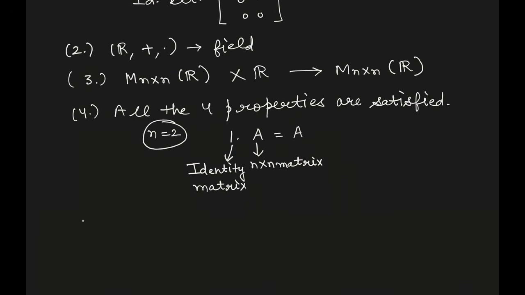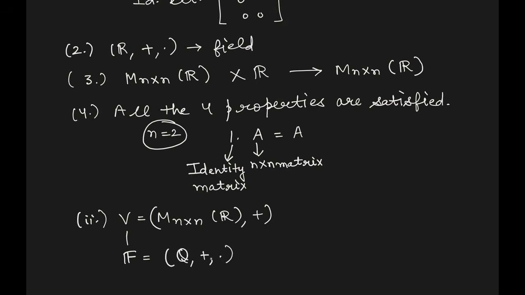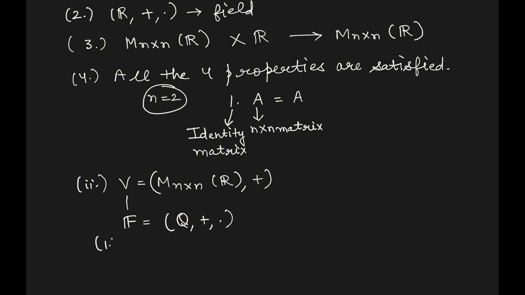So like this, the second example: V is M n cross n rational with respect to plus, and the field is rational with respect to plus and dot. First property, V with respect to plus is an abelian group.